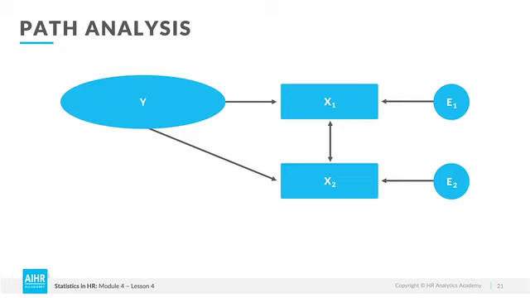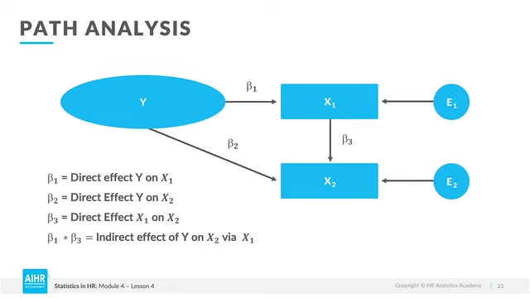Now, as I mentioned earlier, one of the great things about path diagrams and structural equation modeling is the study of direct and indirect effects. Here, you have a diagram that has a complex relationship between these variables. Y has a direct effect on x1 and x2, and x1 also has a direct effect on x2, so we have an indirect effect of y on x2 through x1.